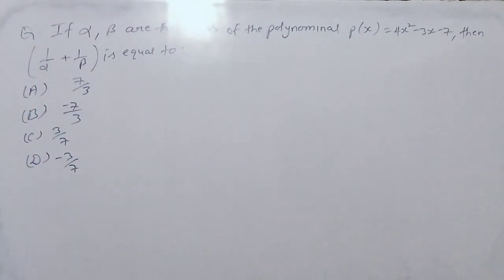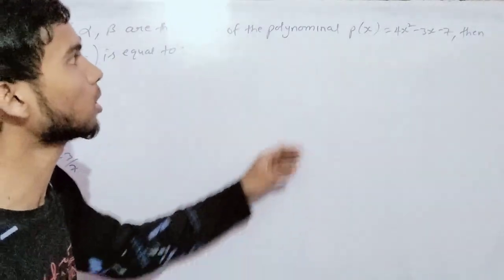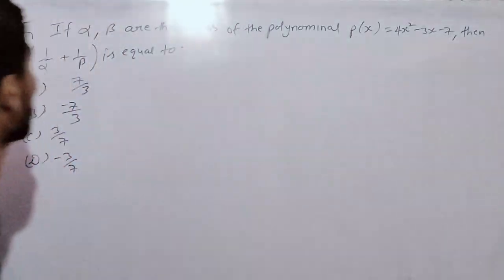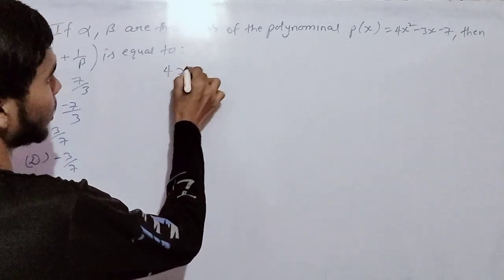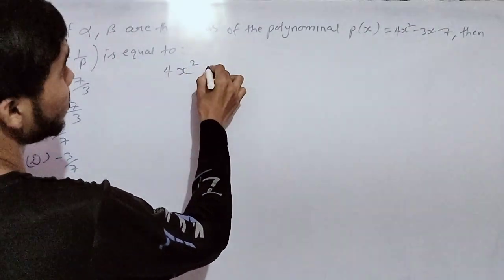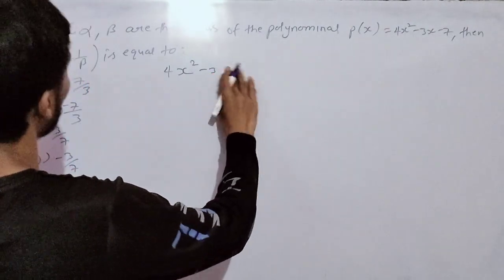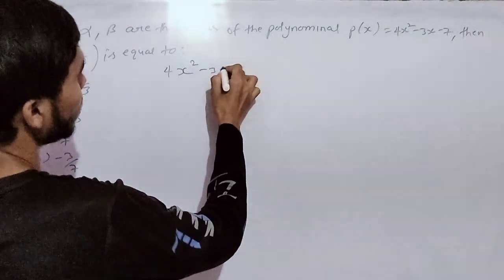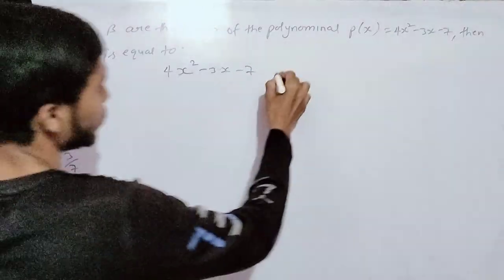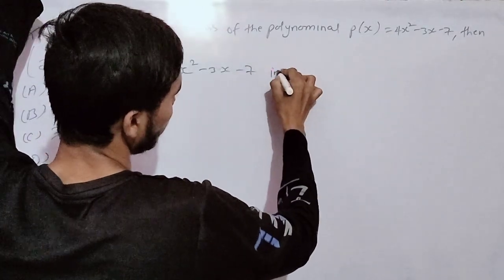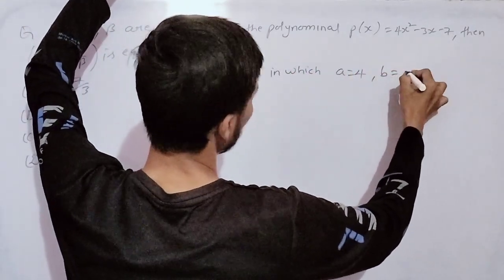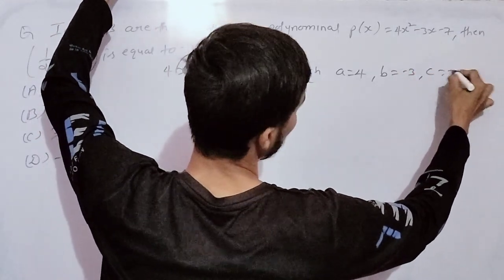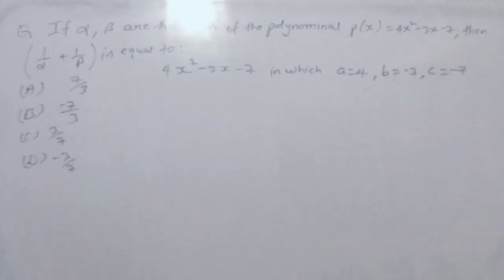This is the complete question. It is asking if this and this are the zeros of the polynomial. The polynomial is given, so this will be equal to this. The polynomial is 4x square minus 3x minus 7, in which A is 4, B is minus 3, C is minus 7. Clear?